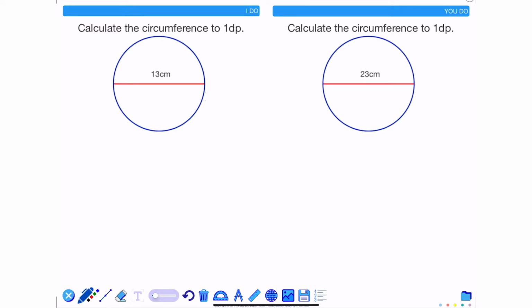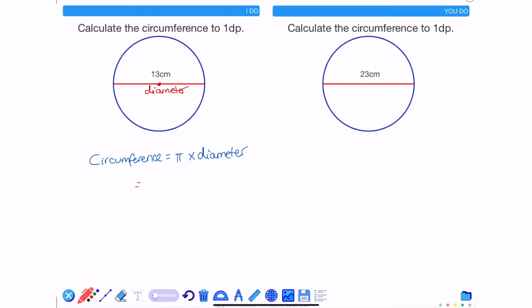The formula to calculate the circumference of a circle is circumference is equal to pi times diameter. The diameter of a circle is the distance from one side of a circle to the other through the middle. So the diameter in this case is 13 centimeters.